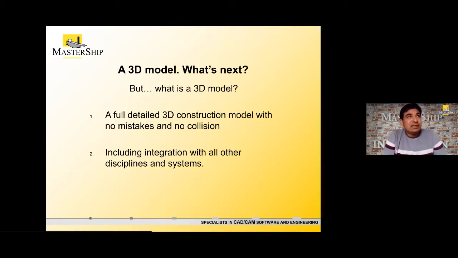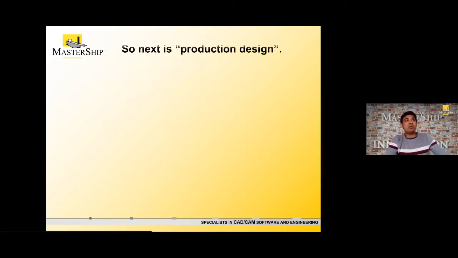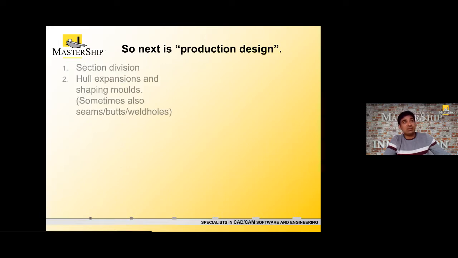So then I think, after this, is the 3D model enough for the production and for the construction of a ship? The next thing is to see what a production design is and how things are added in here. I have highlighted 10, 12 things, and I go one by one. We call it the production design.